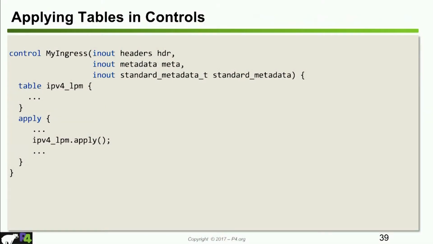After we define what our table should look like, we have to apply it within our control logic. And we do that by invoking the table's apply method, as shown here. It's pretty straightforward.